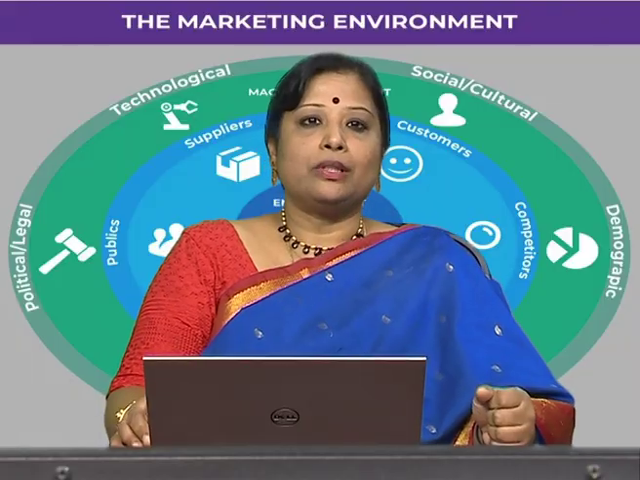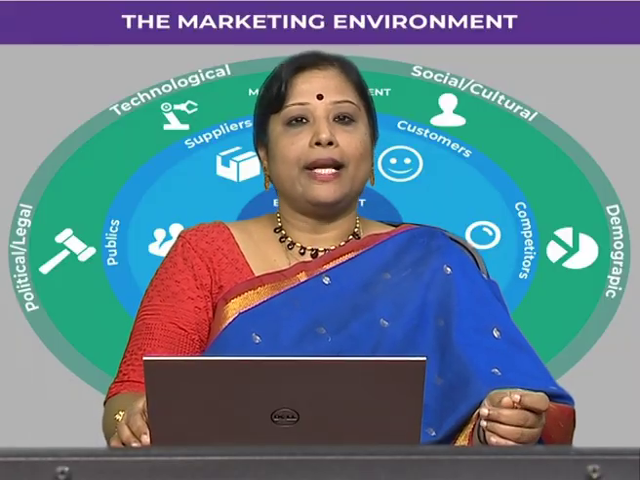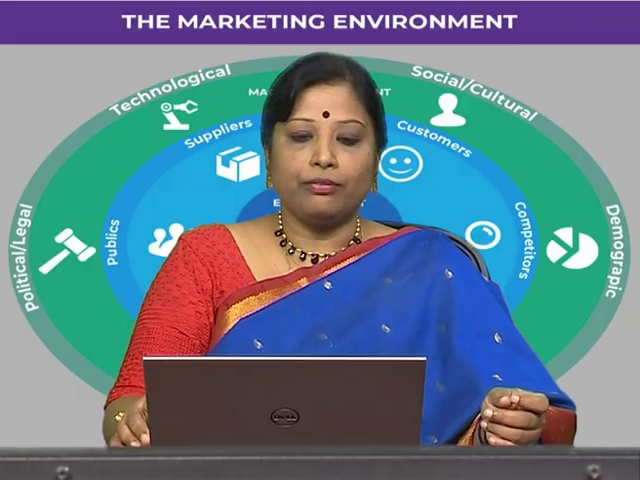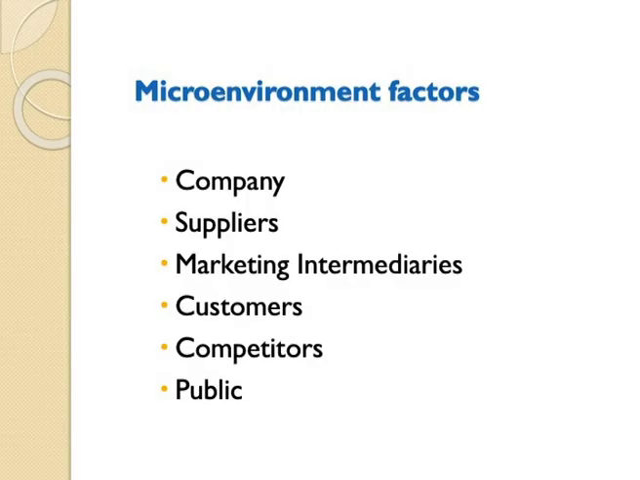Now, my dear students, let us try to understand the different elements or factors which are involved in the micro environmental factors. There are totally 6 important elements in the micro environmental factors. The first one is the company, the second one is the supplier, the third one is the marketing intermediaries, the fourth one is the customers, the fifth one is the competitors, and the sixth one is public. So, these are the 6 environmental factors which are involved.